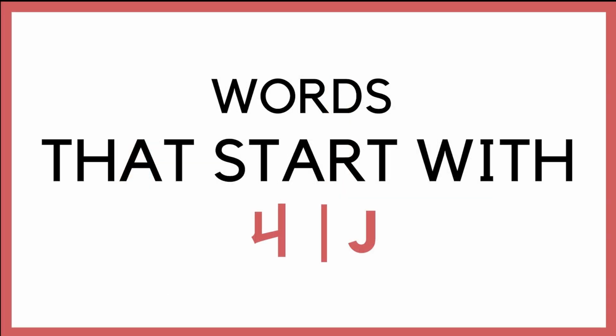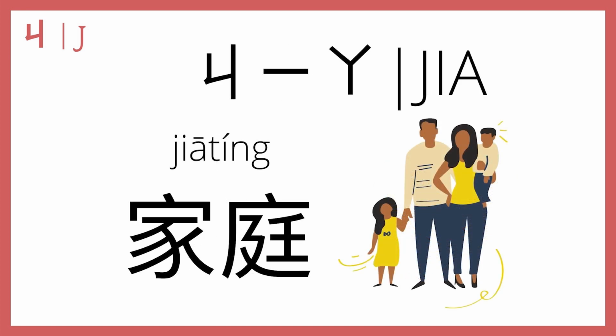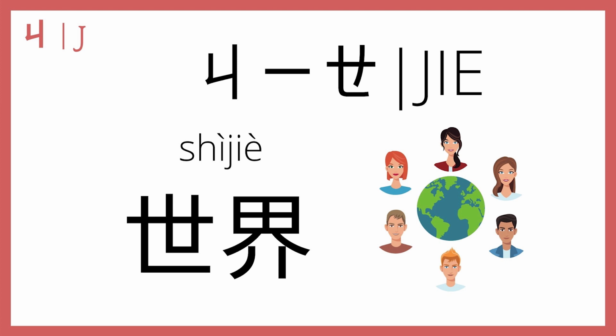Let's start with ji. In the first tone, ji means chicken. Ji kuai, chicken nuggets. Ji rou, chicken meat. Ji, chicken. Next, ji plus e plus a makes jia, as in 家庭, family. Then ji plus e plus e makes jie. In the fourth tone, we have 世界, which means the world.